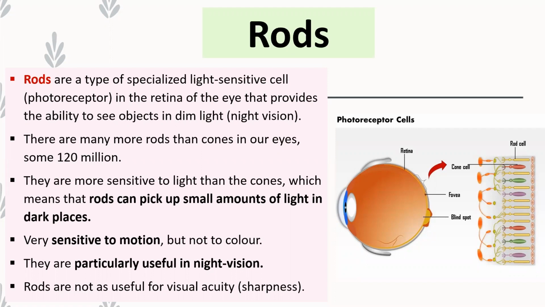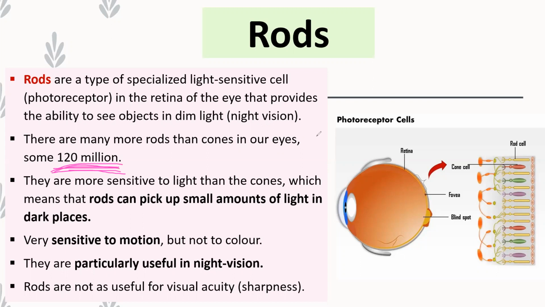Now, there are a lot more rods in your retina than there are cones. In fact, we have 120 million rods. So remember, 6 million cones and 120 million rods. Just something we might put in multiple choice at some point. We wouldn't ever assess this in any other way.